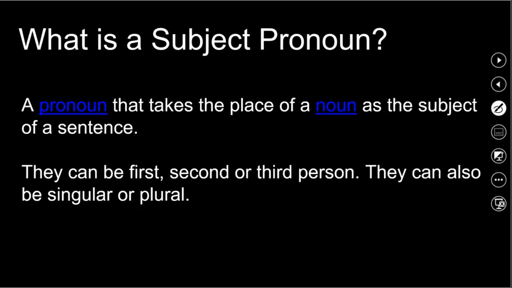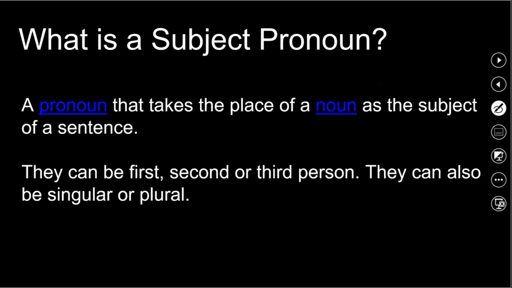So what's a subject pronoun? Sorry, I should have mentioned earlier, there are so many different types of pronouns that we cannot cover them all in this lesson. We'll be covering subject pronouns and object pronouns, as the title mentions. So we move on to subject pronouns.